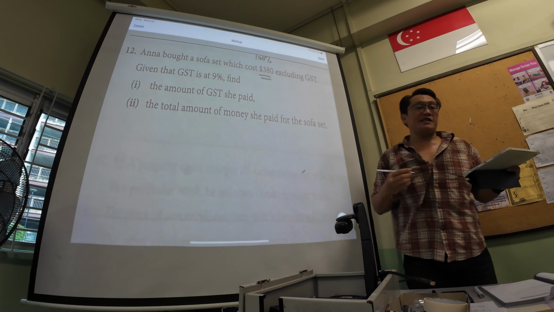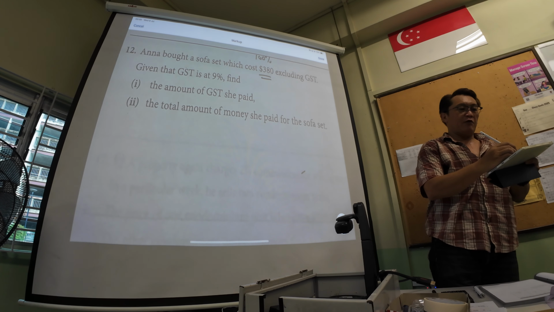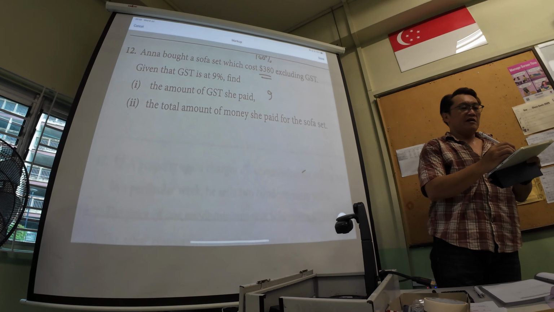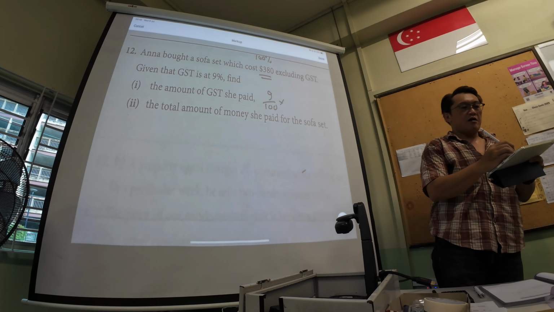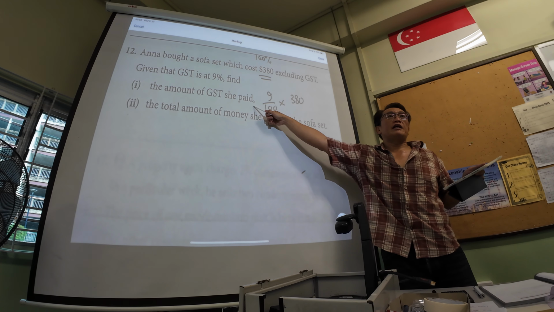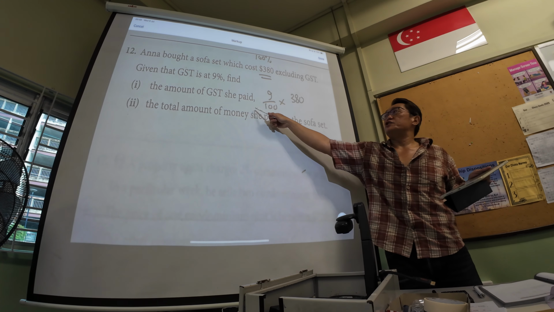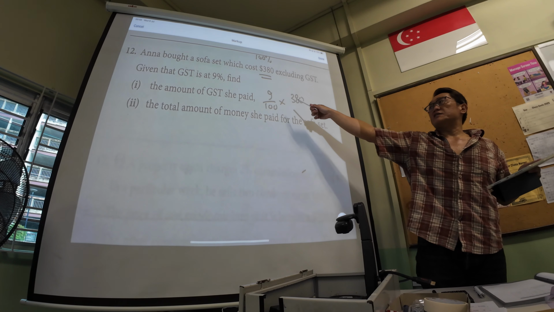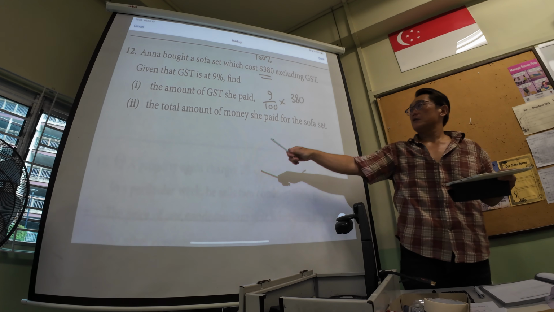Find the amount of GST. So the first part, they want you to find 9% of 380. That is what they want you to do. Amount of GST. How much is the GST in terms of dollars?